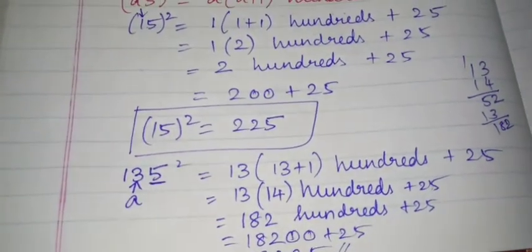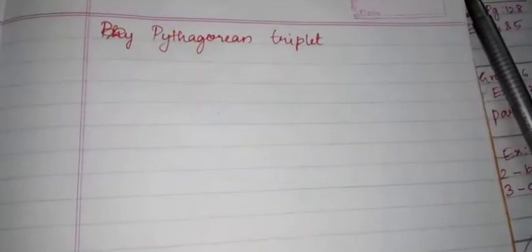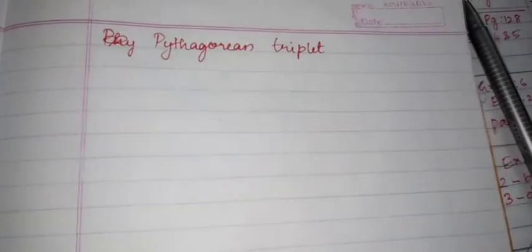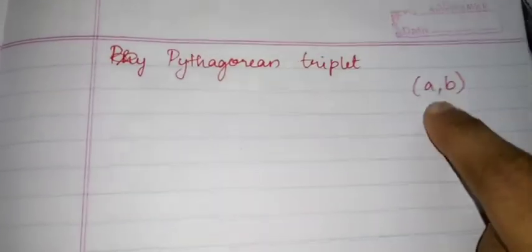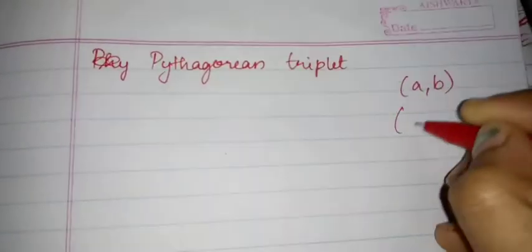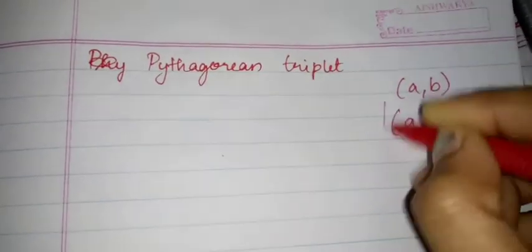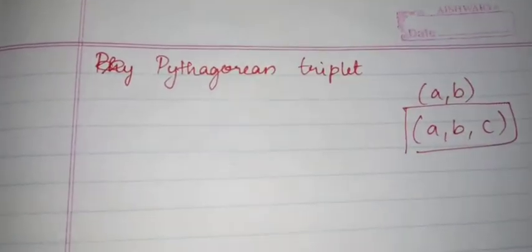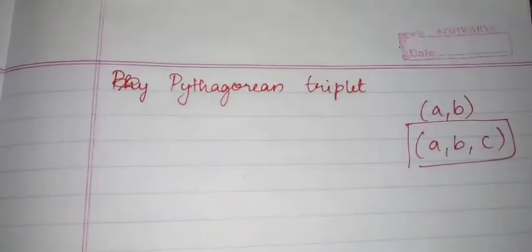Okay. Next topic which you are going to learn is Pythagorean triplet. What is meant by a pair? A comma B. If it is given like this, it is a pair, which means only 2 values will be there. If it is A comma B comma C, then it is a triplet. Triplet means 3 numbers will be there.